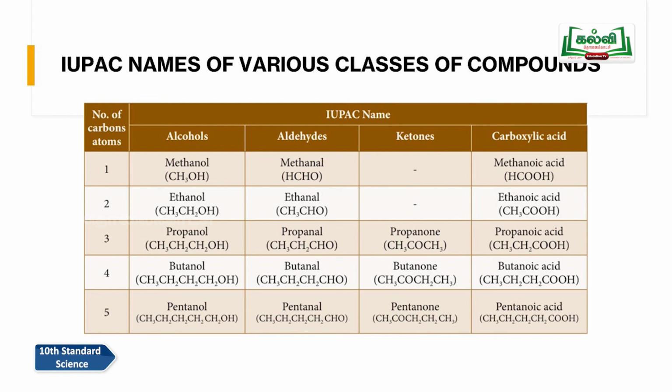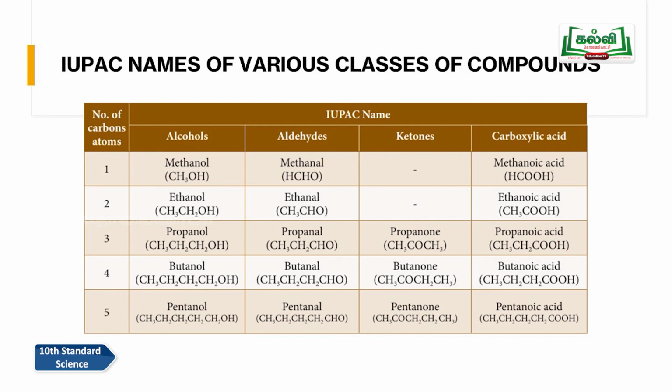Next is the ketone functional group. Now ketone, the simplest ketone should have at least 3 carbon atoms because it is a non-terminal functional group where you have the CO in the middle, and on both sides you should have an alkyl group. Here you have two methyl groups. The first member of the ketone series is CH3COCH3.